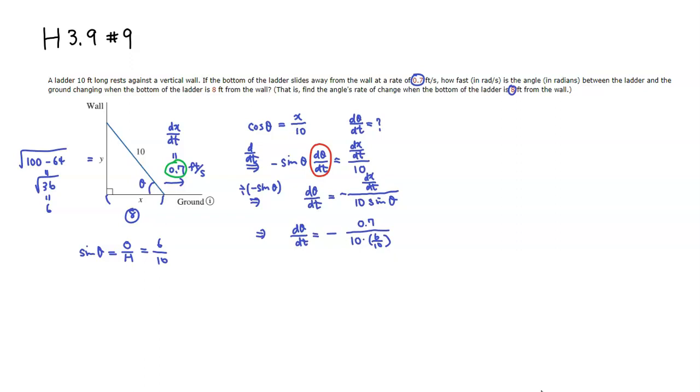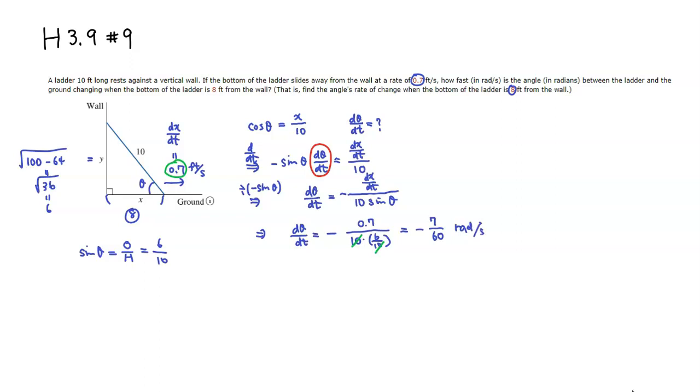Then we can simplify. The 10 on top and the 10 on the bottom cancel out. And since I want to eliminate the decimal number here, I'm going to multiply top and bottom by 10. So 0.7 times 10 is 7, and 6 times 10 is 60. So it's going to be negative 7 over 60 radians per second.